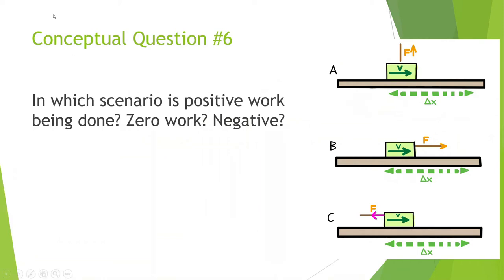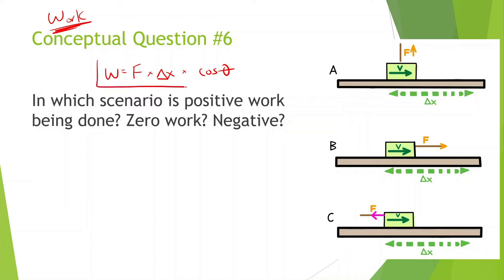Hi everyone. So today we're going to be talking about work, with this chapter of work and energy. So far we've only been talking about energy, but today we're going to be talking about work. In which scenario is positive work being done, zero work, negative work? What we should know is work is equal to the force times displacement times cosine of theta. Okay? So this is the key thing.